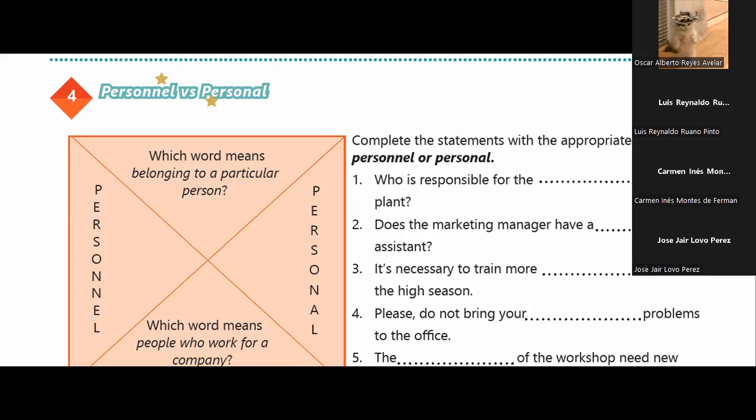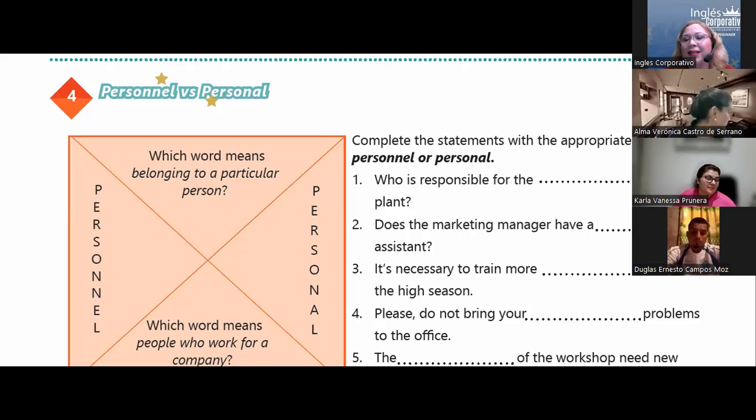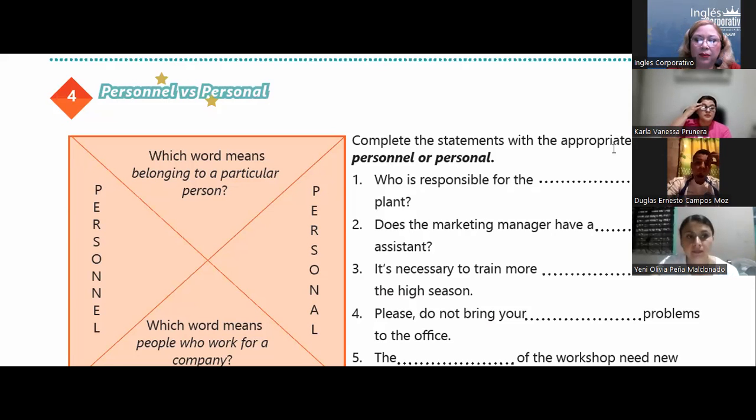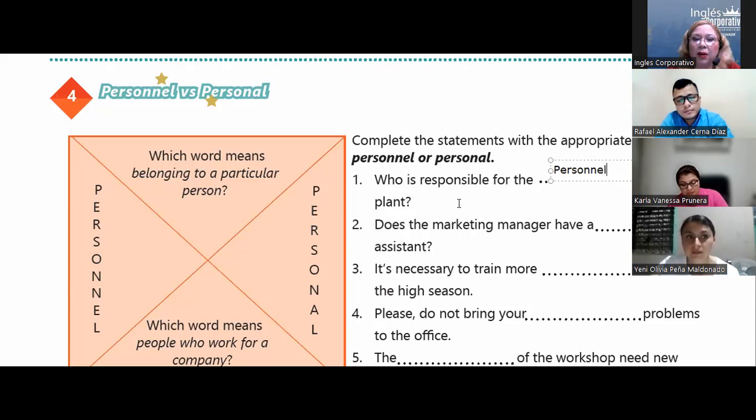That's how I want you to answer. So here we go. Complete the statements with the appropriate word. According to the context, for example, in number one: who is responsible for the personnel at the plant? Personal or personnel? Personnel. The stress or force of the voice doesn't go at the end, it goes at the beginning, right?